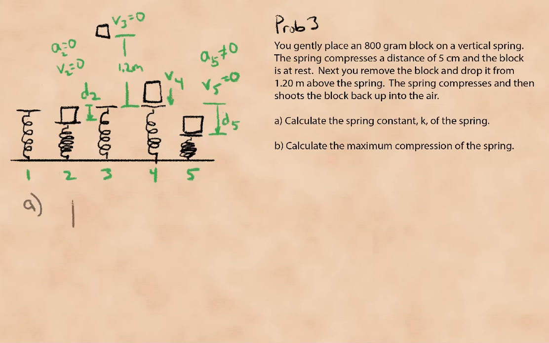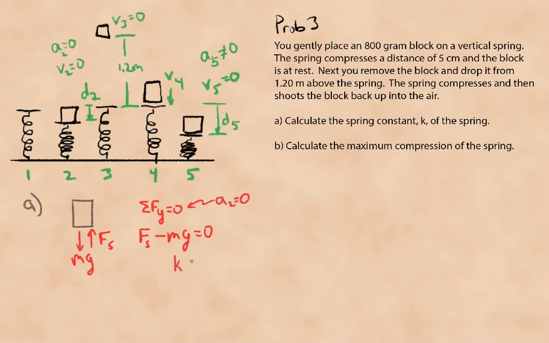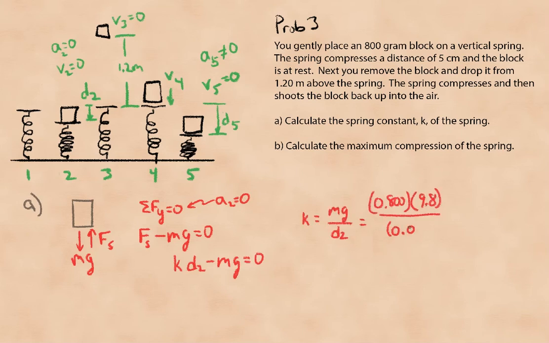And so if I draw a free body diagram of the block in this position, I have forces of gravity and the normal force from the spring, I'm just going to call it F sub s. And that's all I have. So we have, and again this equals 0 because the acceleration is 0 in case 2. So the spring constant is 156.8 newtons per meter.